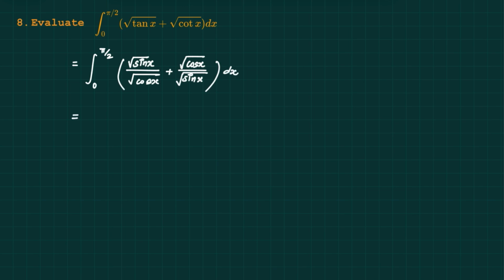Equals the integral from 0 to pi over 2. Taking LCM here, we will have square root of cos x into square root of sin x. So we will write square root of sin x into cos x. And in the numerator we will have square root of sin x into square root of sin x, that will be sin x only, and similarly here it will be cos x dx. Now let us multiply and divide with square root of 2.